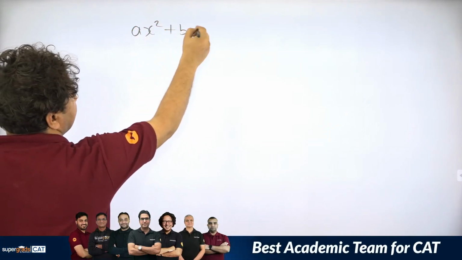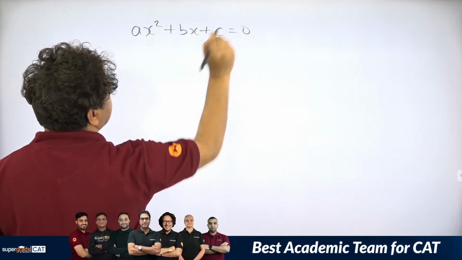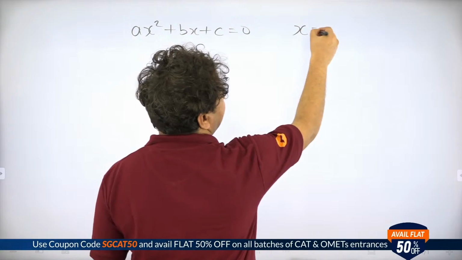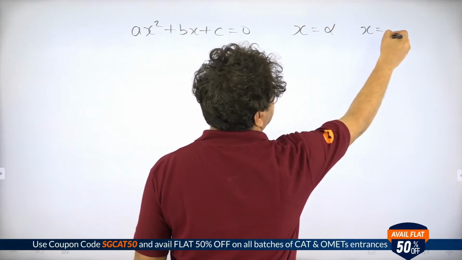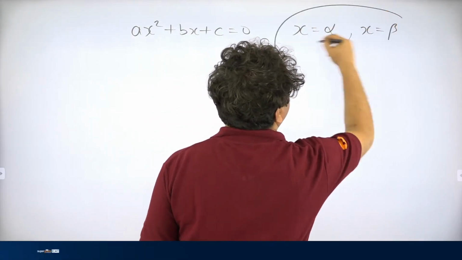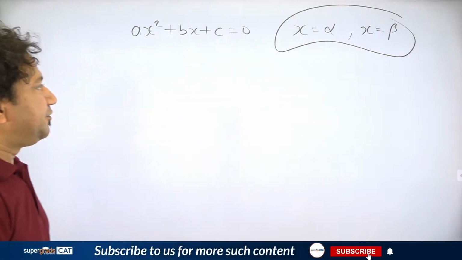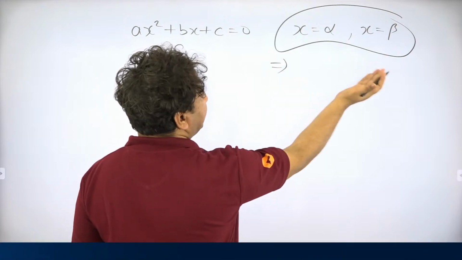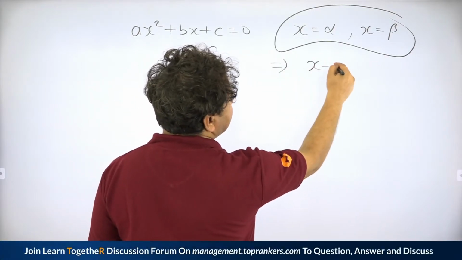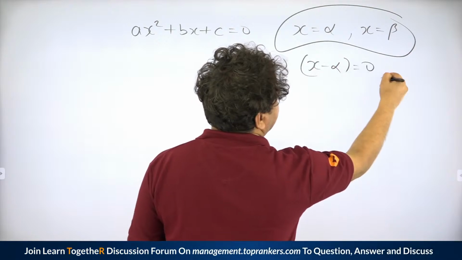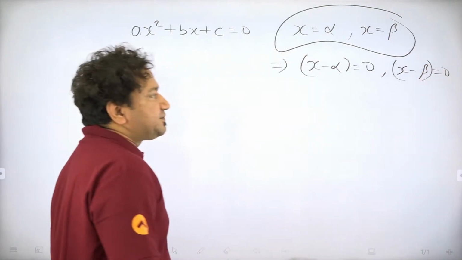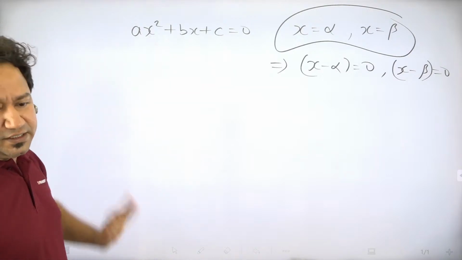Ax squared plus bx plus c equal to 0. Now, if there are two values, let us say alpha and beta, so at x equal to alpha and beta, this is satisfying. Now, alpha and beta are the roots. At the very same time, if I move alpha to the left hand side, that is x minus alpha equal to 0 and x minus beta equal to 0. So in this case, x minus alpha and x minus beta will become the factors of this expression.